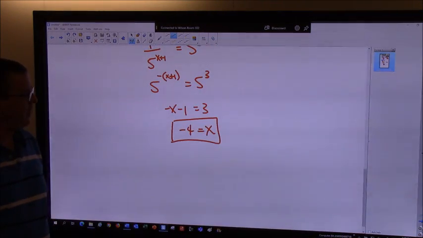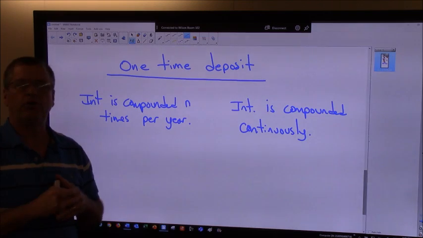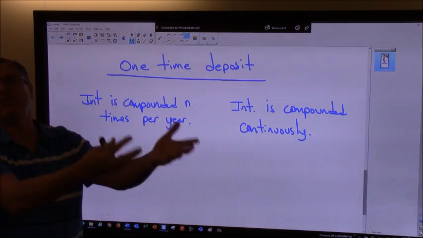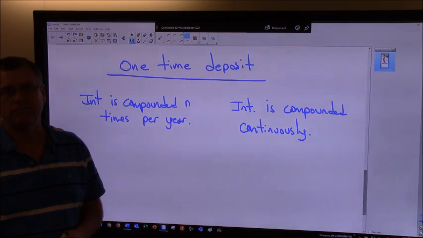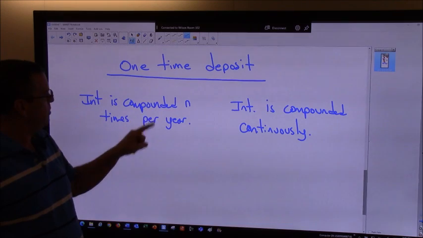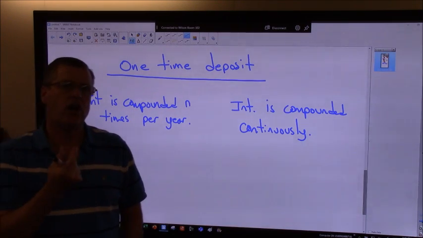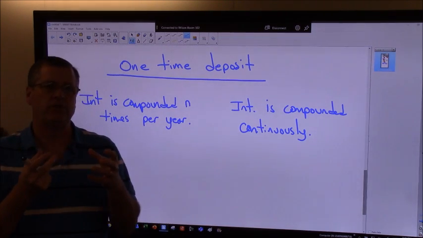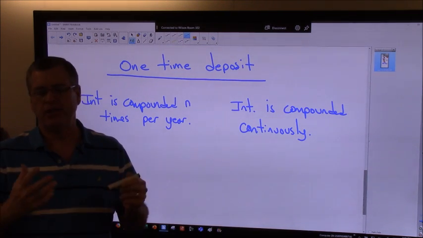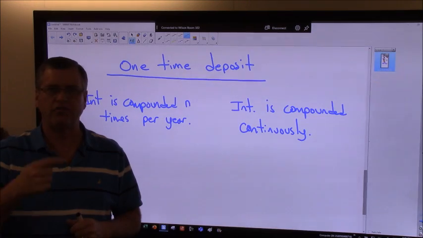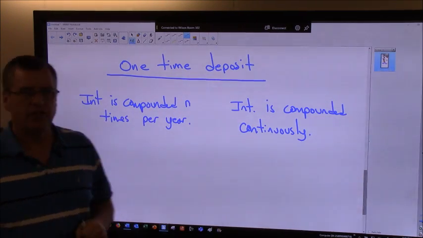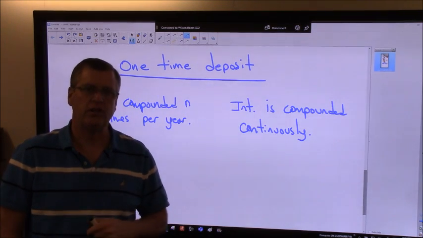The other thing we have for today is this idea of putting money into an investment and then trying to see how much it's worth at a later point in time. Okay? So there's 2 ways that things can happen. First of all, let's make sure we understand this word. Interest is compounded. The word compounded means how many times do they actually pay interest on your account. Some banks will pay interest once a month, so that's 12 times a year. Okay? Interest is compounded n times per year. If they pay interest monthly, 12 times a year.